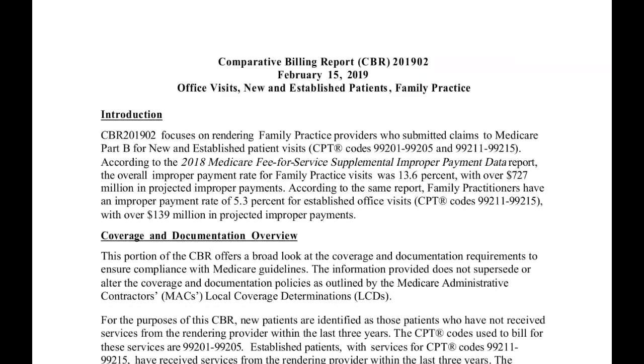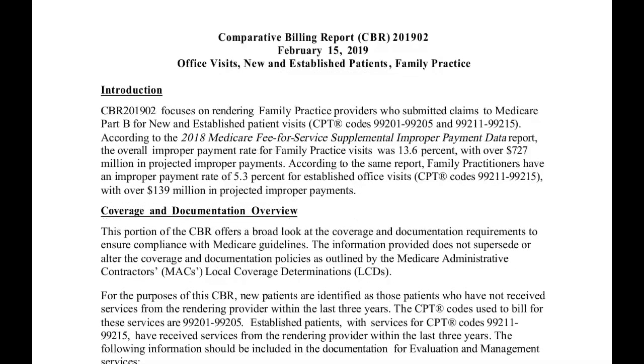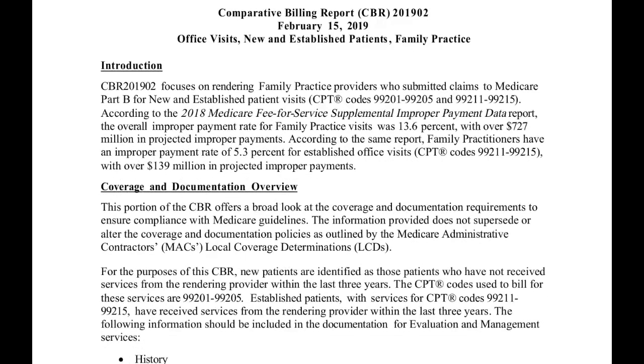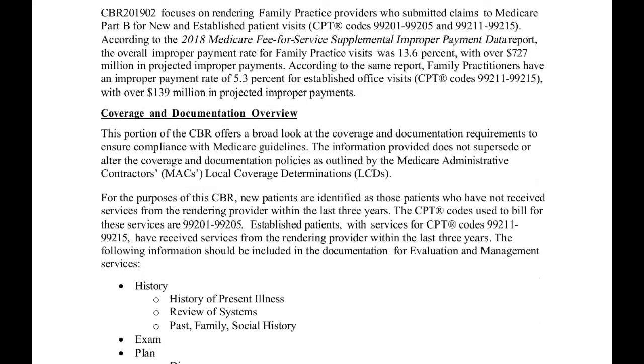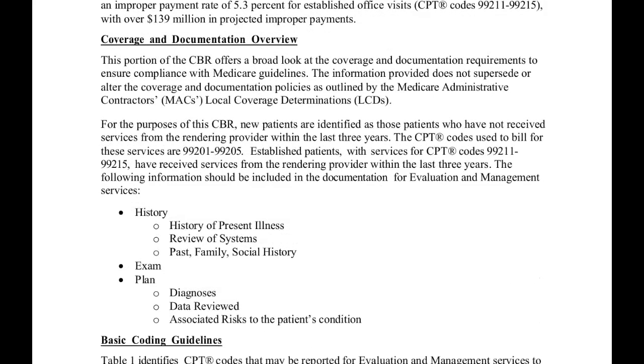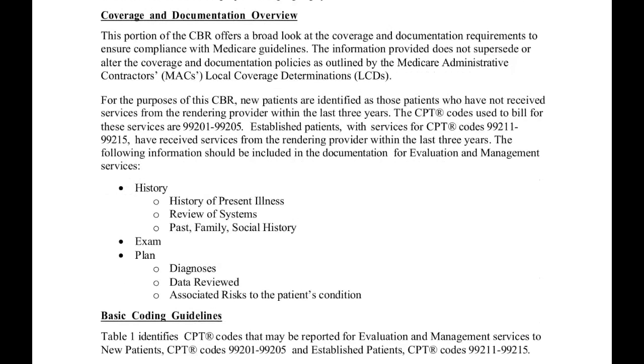And then you can see we start out, it tells you the title of the CBR, so you know where you stand with what you're reading. And then we can see here the introduction, again, gives an overview of the information that was analyzed in the CBR. The coverage and documentation overview can take a look at the CPT codes that were analyzed and used and the coding of those CPT codes.